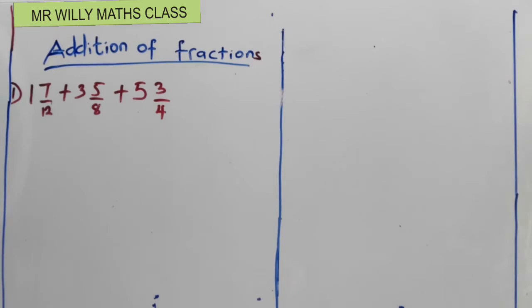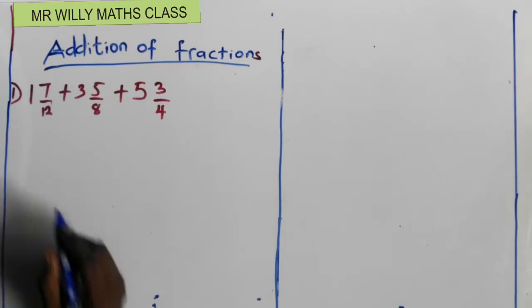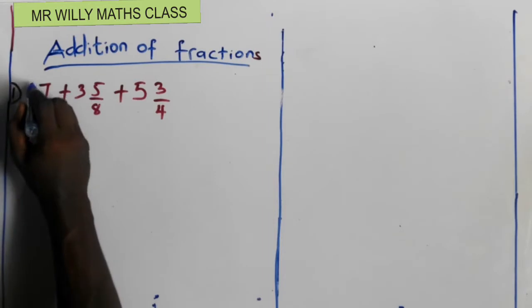So the first method is that these fractions are mixed fractions. What's a mixed fraction? A mixed fraction is a fraction that has two parts. It has the whole number part and a fraction part. So the first step is that you put the whole number parts together.